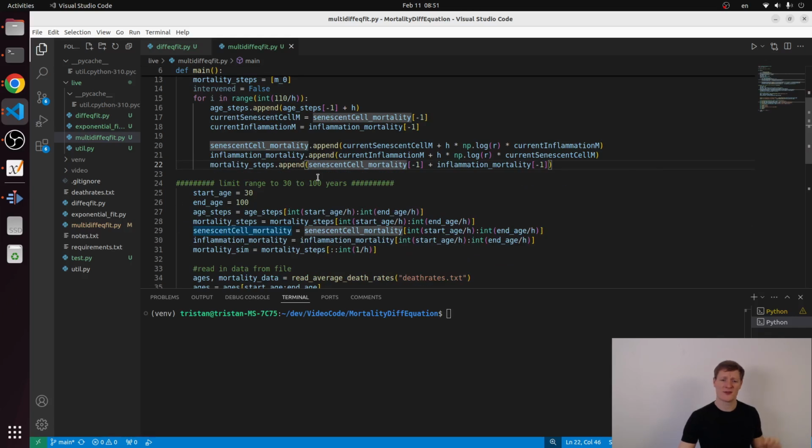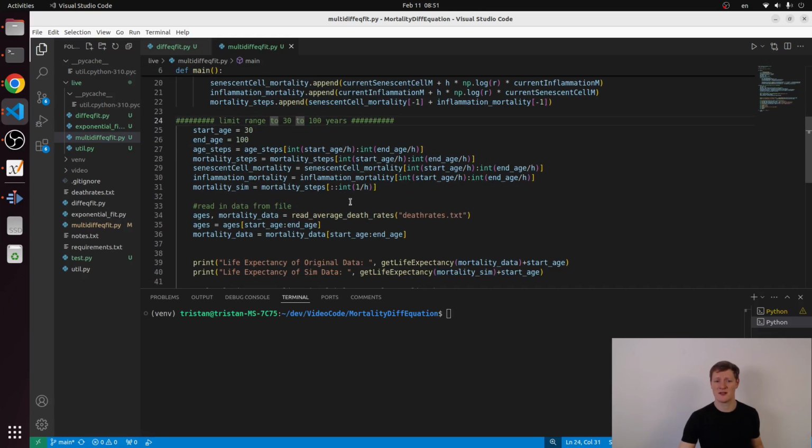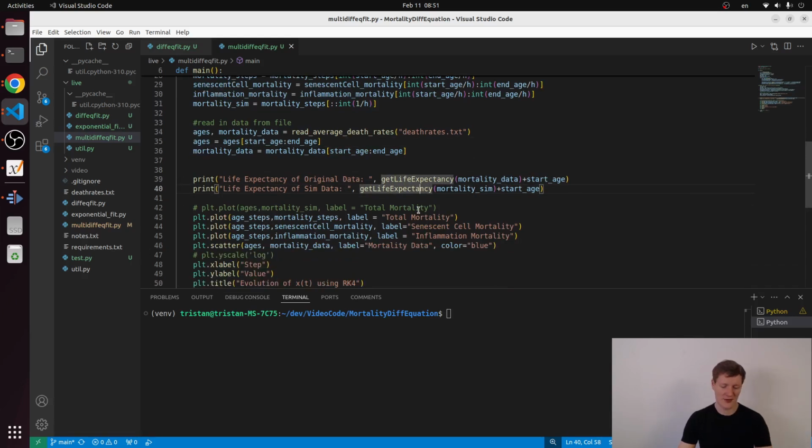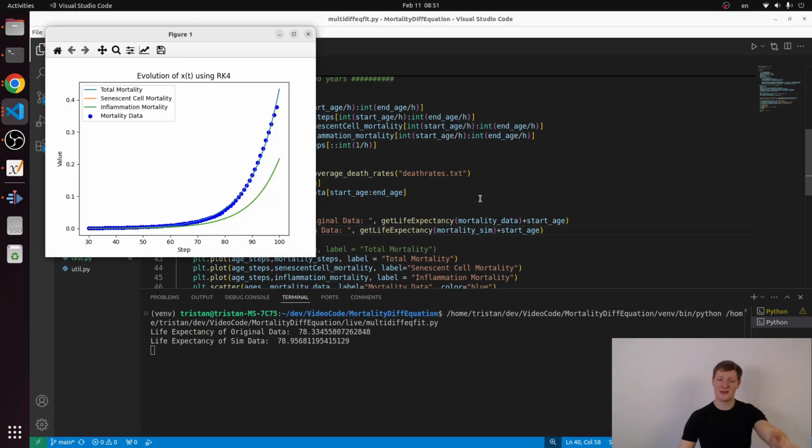And then we have got the same code as before. We limit the range a bit, we read our data from file, we get our life expectancy, and we do our plots. And if I just run this here, you will see that we get the exact same fit as before. We also get the same life expectancy as before, and you just see one graph here because at the moment senescent cell mortality and inflammation mortality are exactly the same.